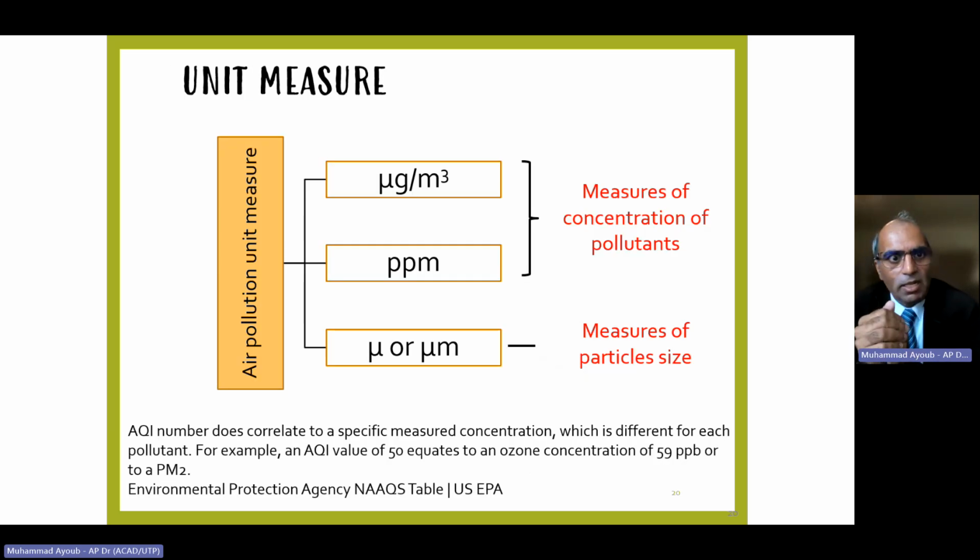Okay, so next we have to discuss unit measurement, because we need to know the units for air pollution, since we know it is a pollutant. How much pollutant is there? The unit of measure will tell us, because we have two different types: concentration form or particle size. If particle size, it should be micron or micrometer. If it is concentration type, we will count it as ppm and microgram per meter cube.